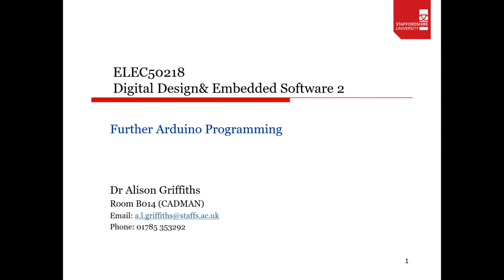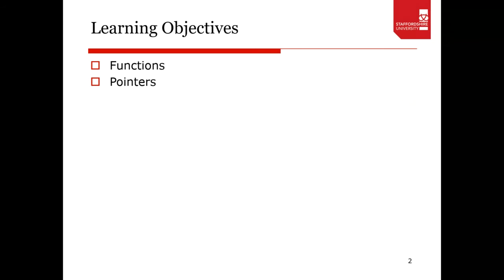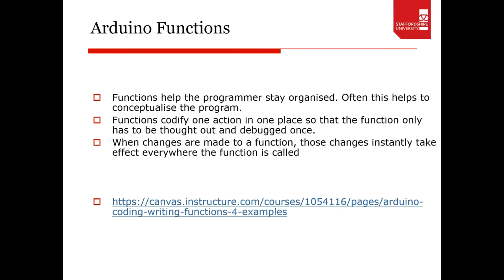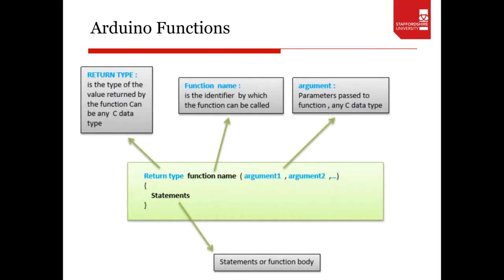Okay, so now we're going to be looking at writing functions and then pointers. So functions and pointers. We use functions to help us stay organized, and it helps us to conceptualize a program, breaking it up into different pieces. When changes are made to a function, they can instantly take place everywhere that function is called, and essentially that's why we use libraries too.